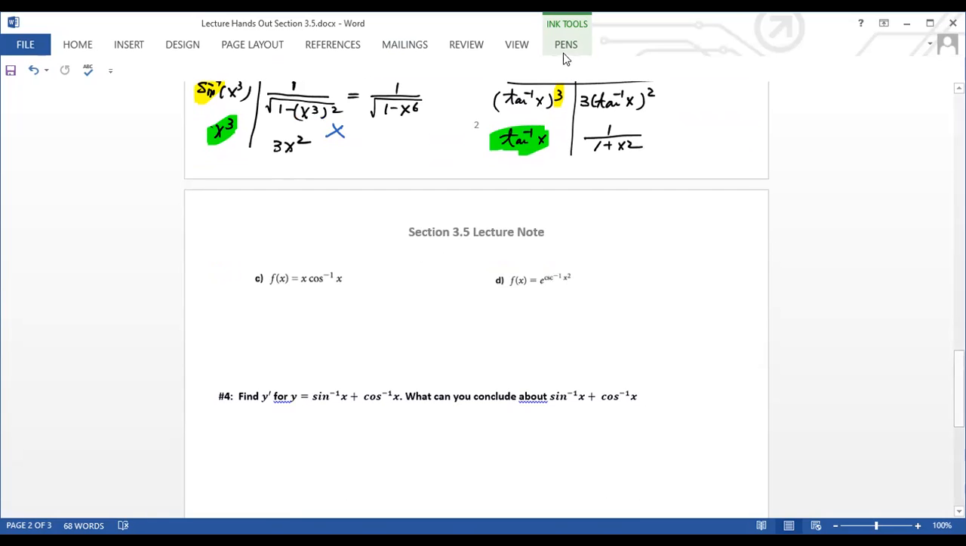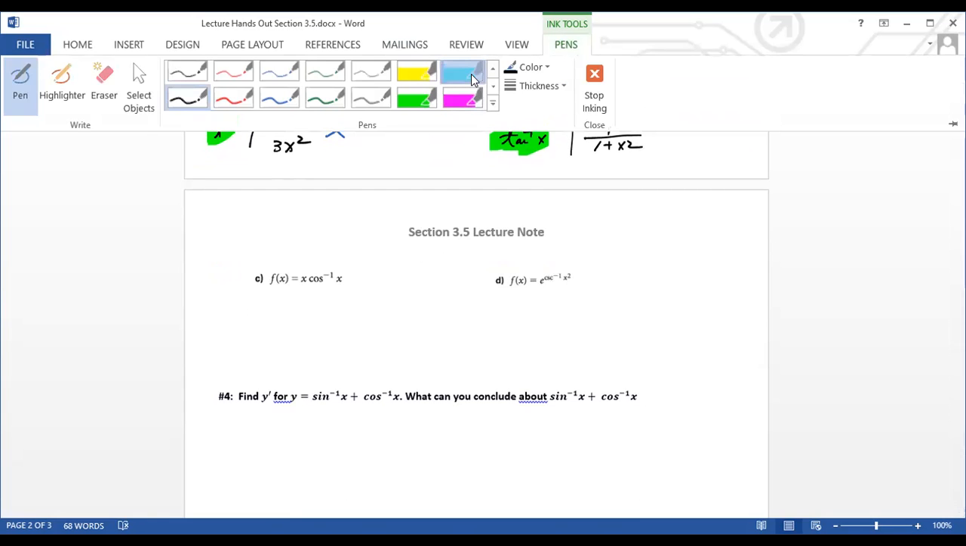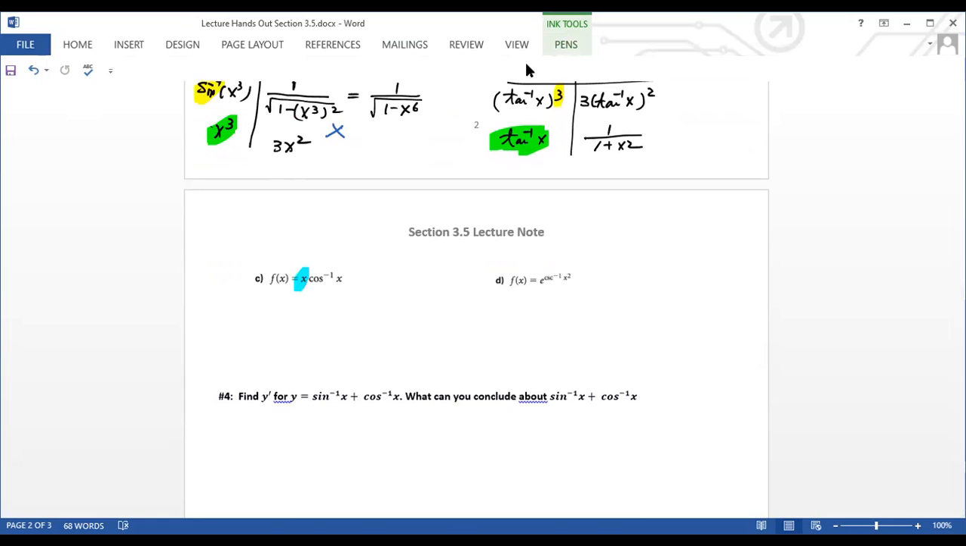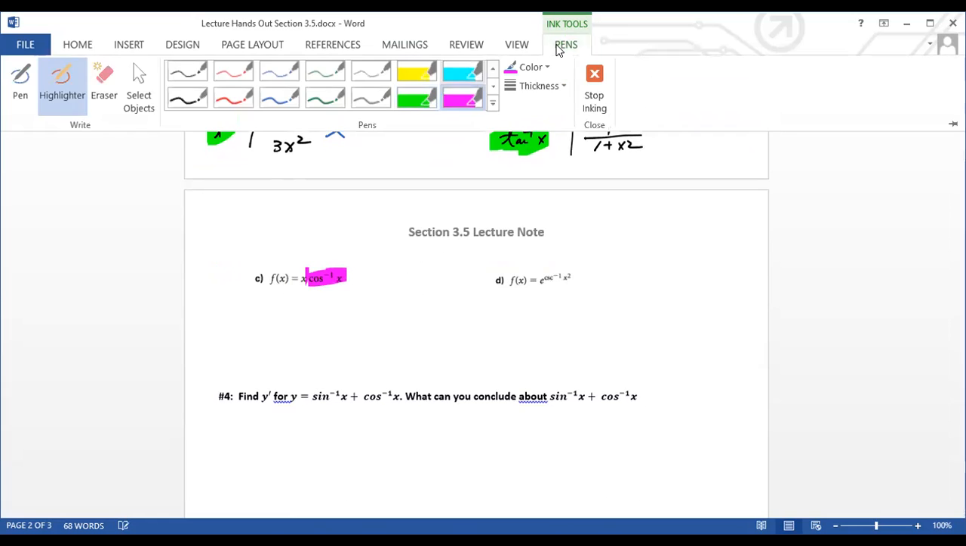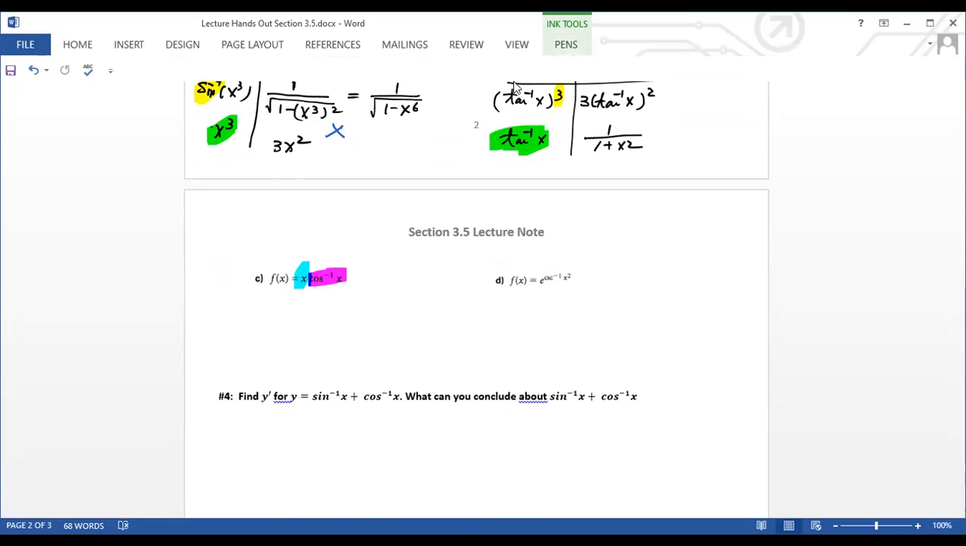All right, so these ones here, the first thing you will see, I have x times a function of x here, right? So what rule do you need to know? We did this. We need to use the product rule, right? Okay, so let's try the product rule.